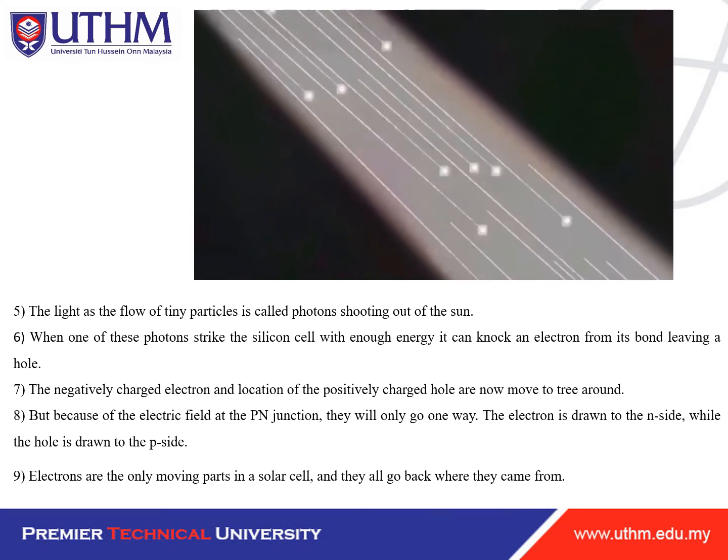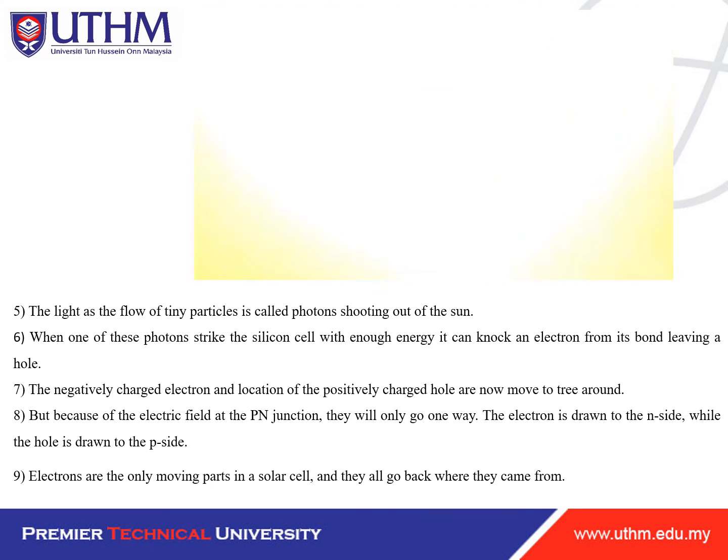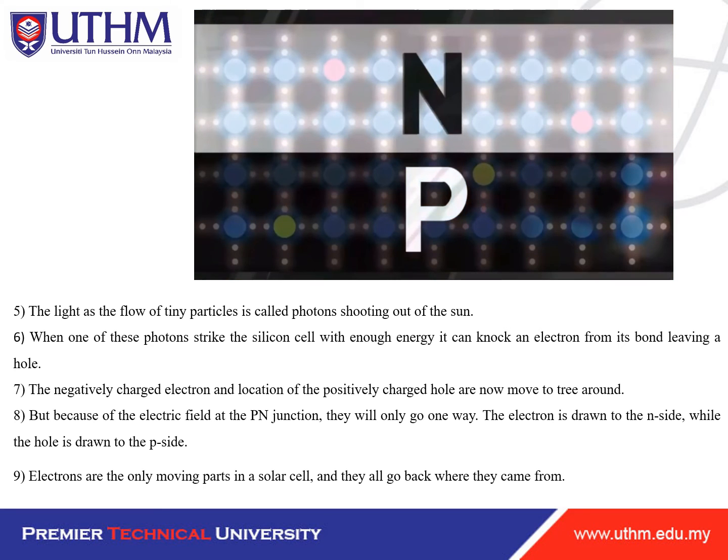Light is a flow of tiny particles called photons shooting out of the sun. When one of these photons strikes the silicon cell with enough energy, it can knock an electron from its bond, leaving a hole. The negatively charged electron and the positively charged hole are now free to move around. But because of the electric field at the PN junction, they will only go one way. The electron is drawn to the N side, while the hole is drawn to the P side. Lastly, electrons are the only moving parts in a solar cell, and they all go back where they came from.